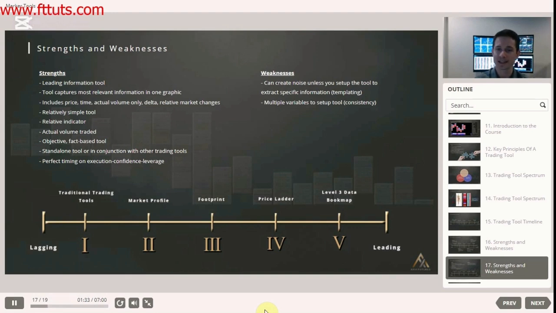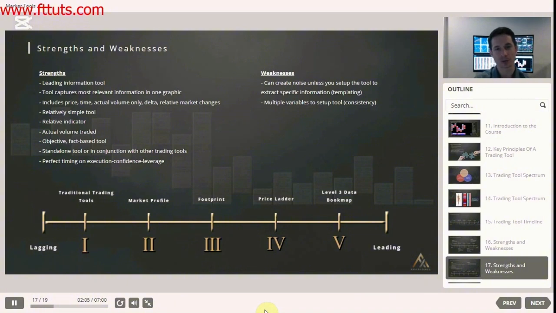So the first thing is that if you don't set up the tool correctly, it can be a lot of noise. And then the second thing is that there are a multiple number of ways that you can set up the footprint tool. I mean, there's so much information coming in, there's so many numbers, you're seeing effectively all the information, every single contract being transacted. So there can be this feeling of being overwhelmed when you're looking at the footprint tool. So those can be the weaknesses associated with the footprint tool.